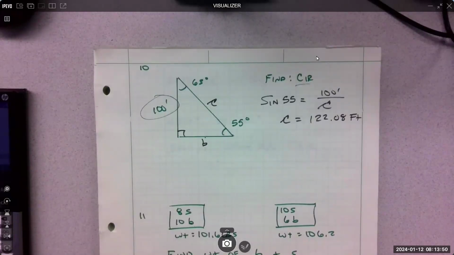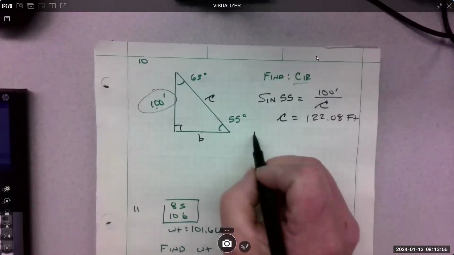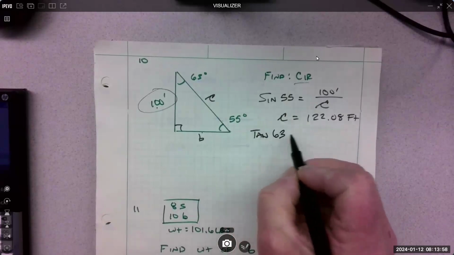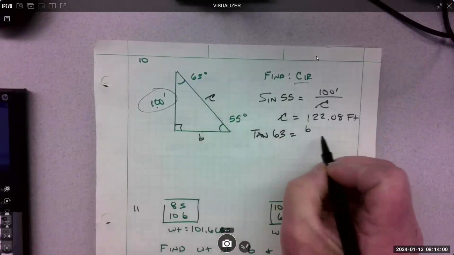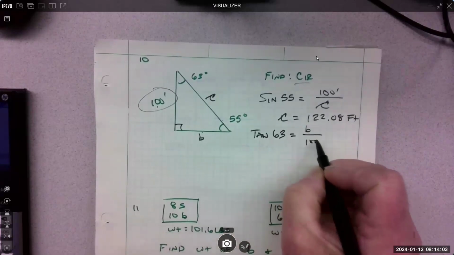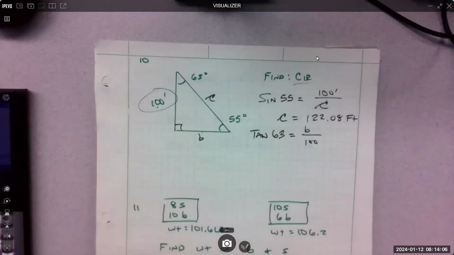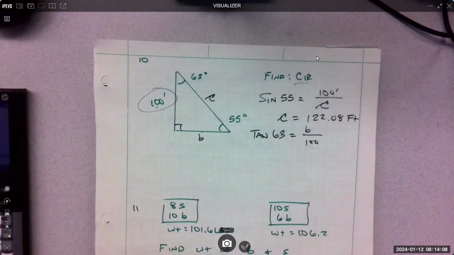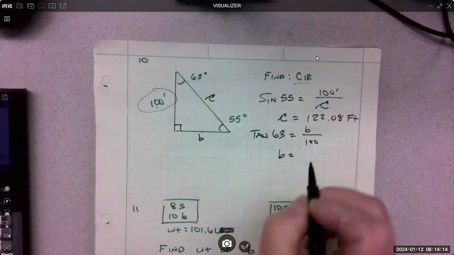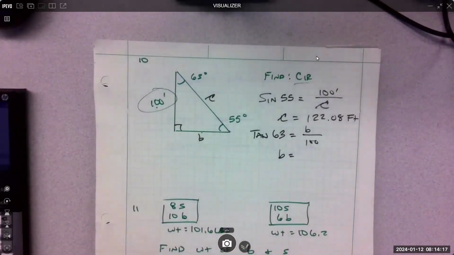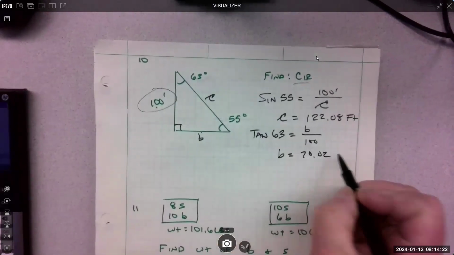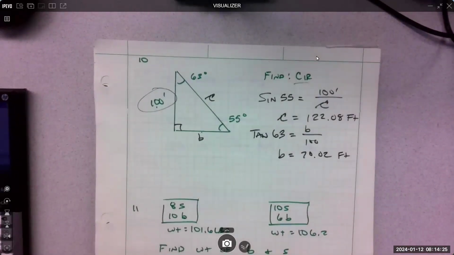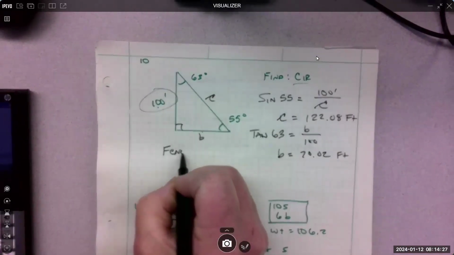And then how are we going to get B? Tangent would use the 100 that's given. I like it. Tangent 63 is opposite B over 100. Did you do it that way? I did 55 equals 100, and that works too, right? Yeah. B equals my B or the base or however you do your drawing, different than mine. What do we get? 70.02 feet. How much fence do we need? 293.1.